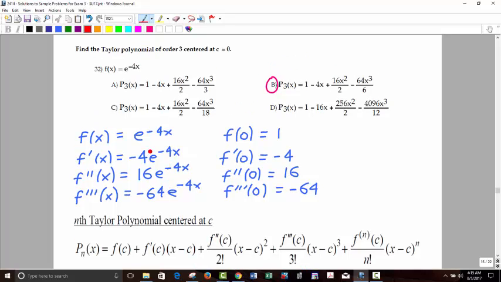All right, so we start with e to the negative 4x. We're doing a 3rd degree polynomial, so we have to take 3 derivatives. Every time we use the chain rule and take the derivative, all we're doing is multiplying by negative 4. We get a negative 4. Negative 4 times negative 4 is 16. Times negative 4 is negative 64.